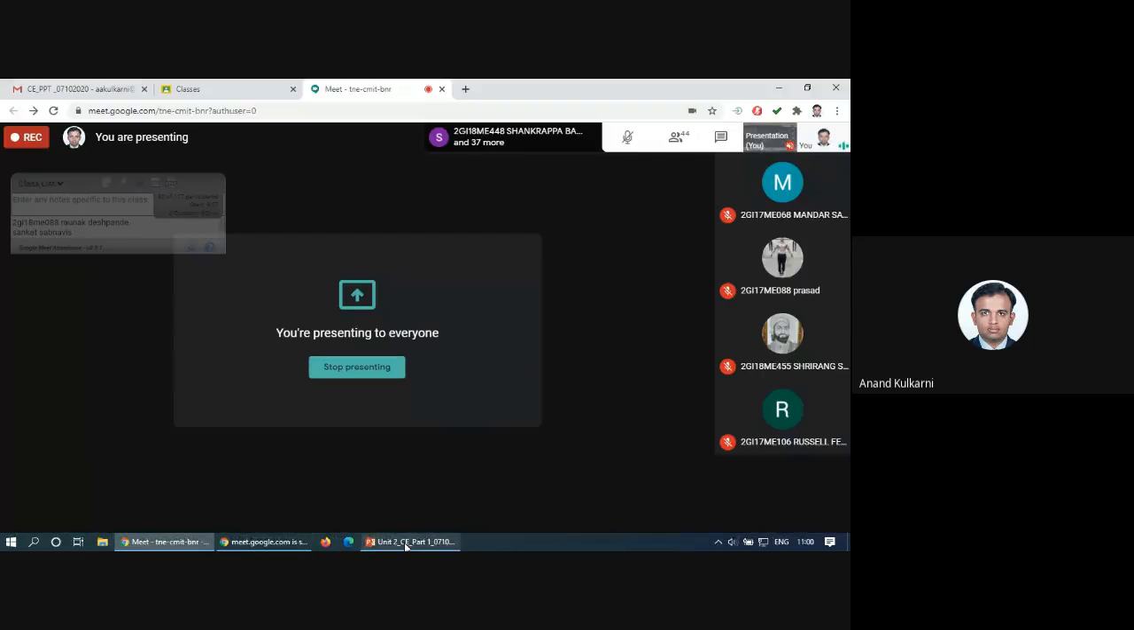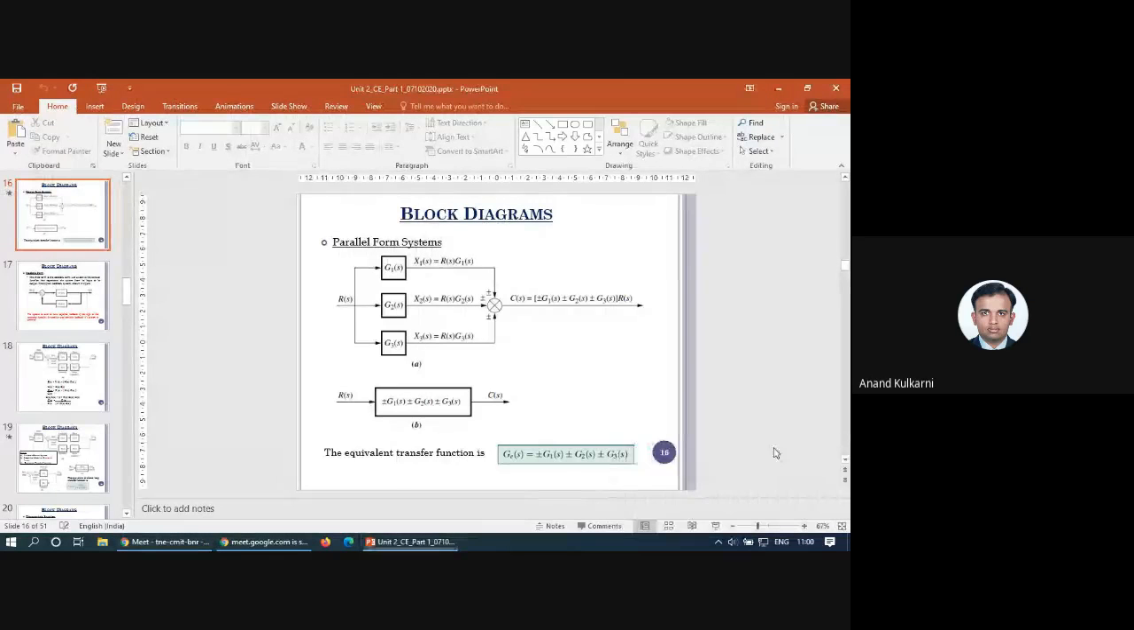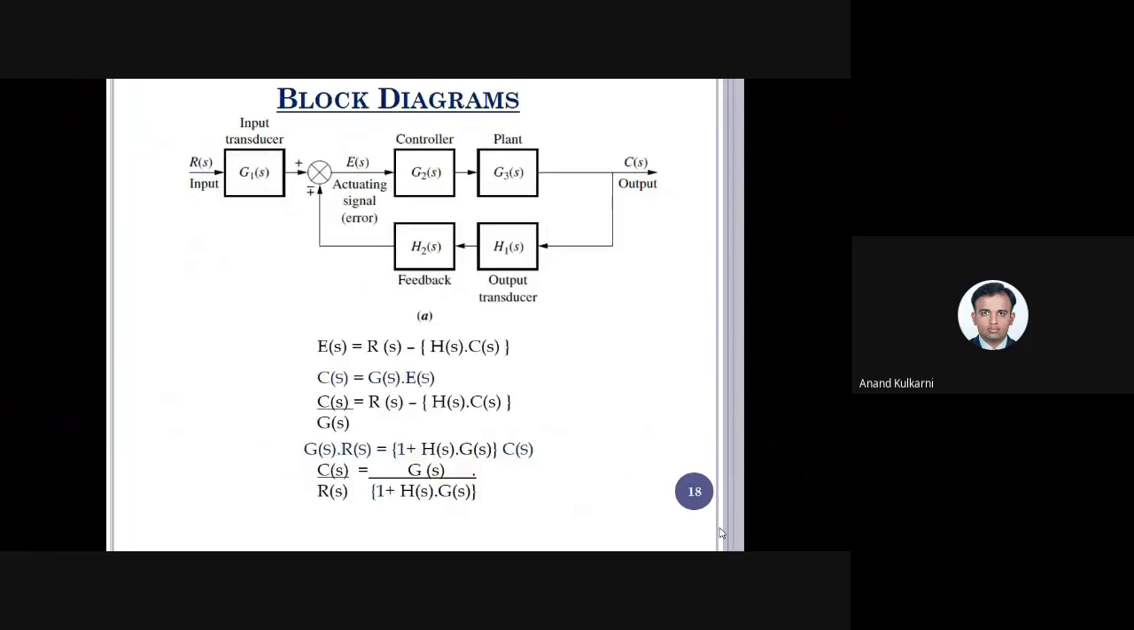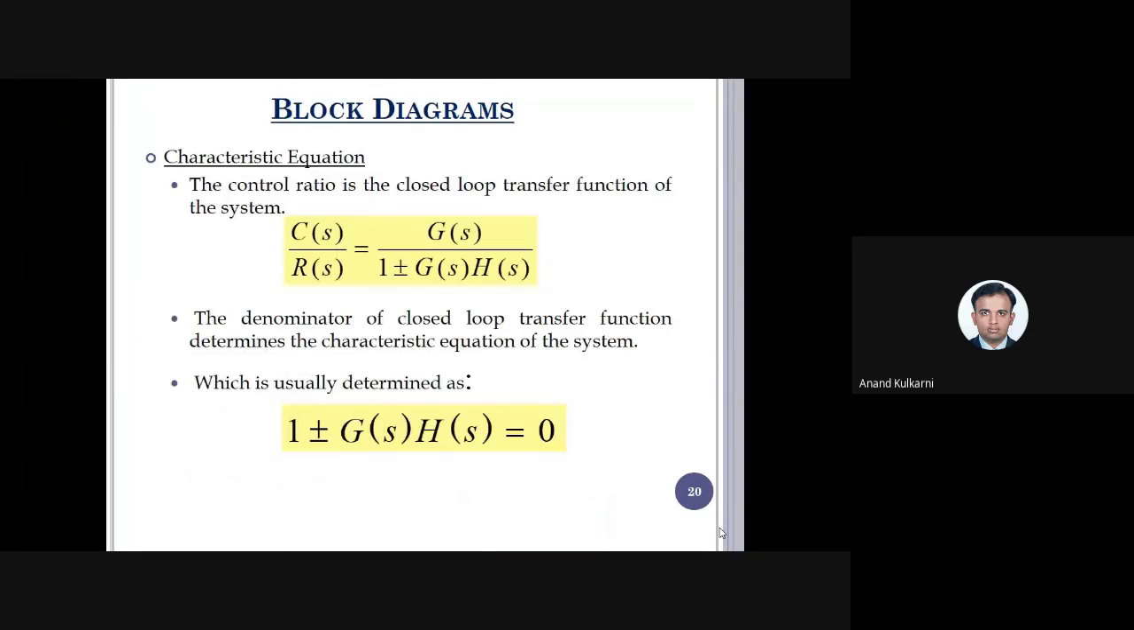I will start with the class. So we had seen the cascading form, the parallel form, and the feedback form. The same thing is discussed here. You can just observe here. For any feedback signal, this is what we write. That is C of s divided by R of s equal to G of s divided by 1 plus G of s into H of s.